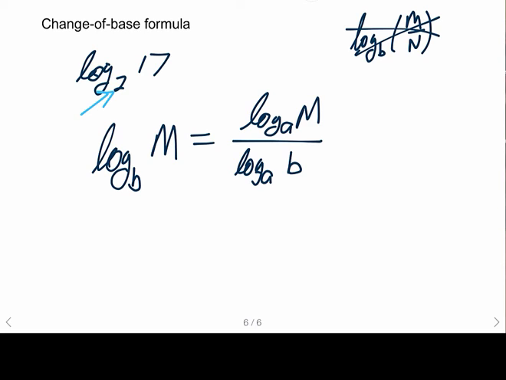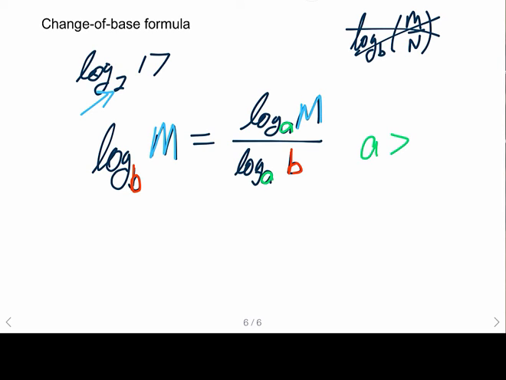Log base b of m is equal to log base a of m over log base a of b. This is confusing, it's hard to remember. Here's the deal. The number that's written kind of big, the result m, goes in the numerator of the fraction. The one that's little, log base b, becomes the argument in the denominator of the fraction. What about a?